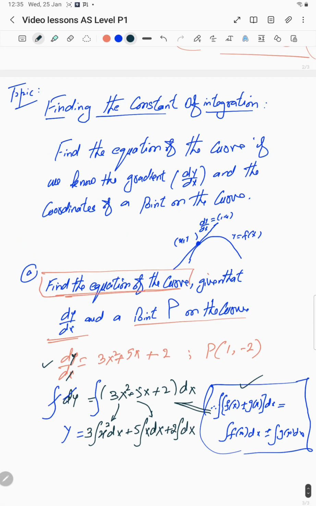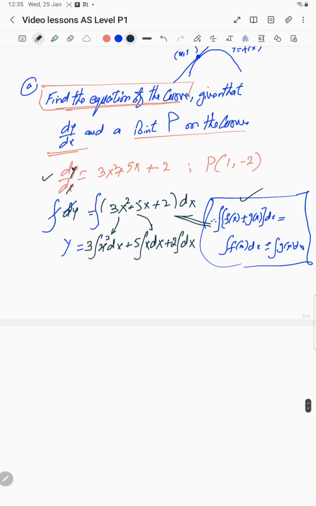So we write y equal to 3, a constant, written as it is, times x square, so add 1 to the power, it becomes x cubed over 3 as per the rule of integration. Similarly for 5, it goes 5 times x squared by 2, plus 2 times x, plus the constant of integration.